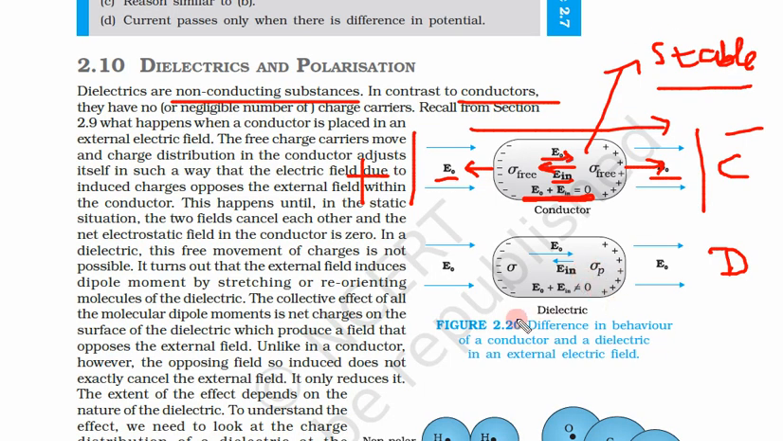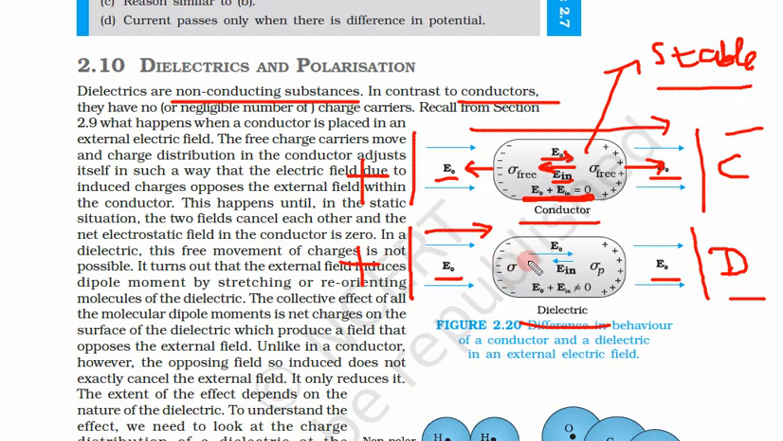Now in case of a dielectric, what happens? This was a conductor. Now in the case of a dielectric, again the same thing. This is positive, this is negative. Okay, this is a dielectric. Now the same thing, the electric field is E naught. It is from left to right, from positive to negative terminal.